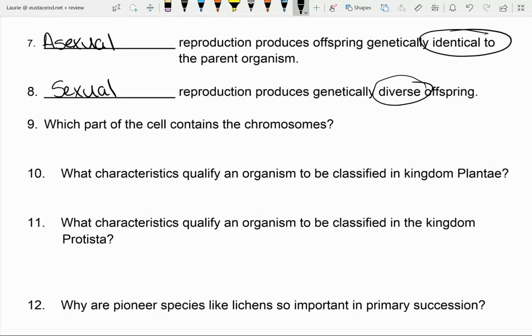Okay, which part of the cell contains the chromosomes? Remember, chromosomes are part of that DNA. Remember that each part of the chromosome is a gene. That's what we were working with with our alleles. So when we're thinking about chromosomes, always think DNA, and that is located in the nucleus.